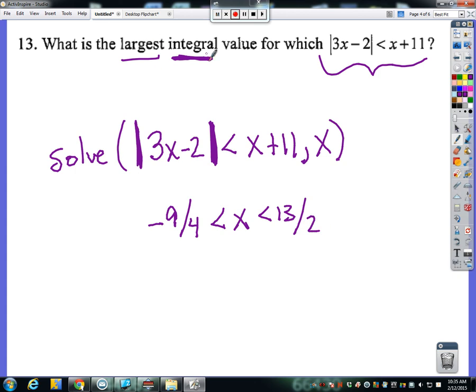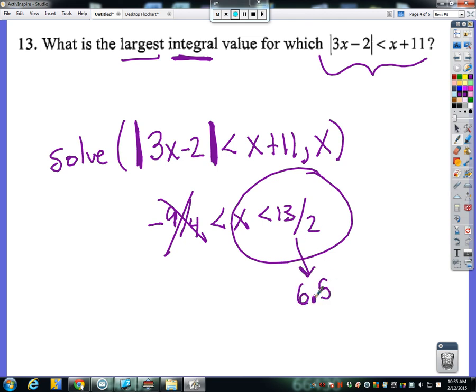So I want to know the largest value, which means I want to be looking more on this end, and 13/2 is 6.5. So I need the largest value that's, not necessarily positive, but is a whole number, an integer that's less than 6.5. And that largest whole number would be 6. And that's the answer.